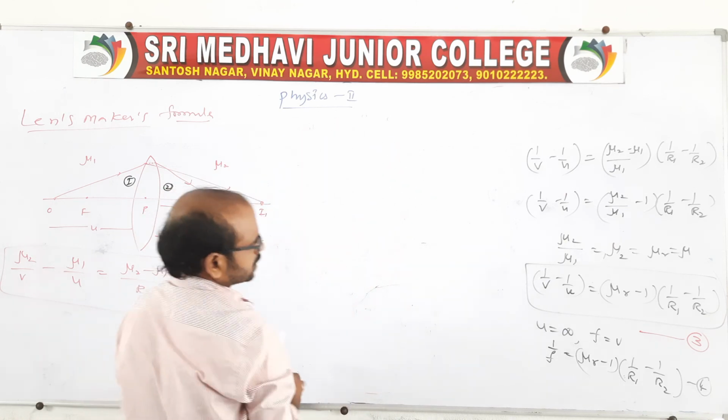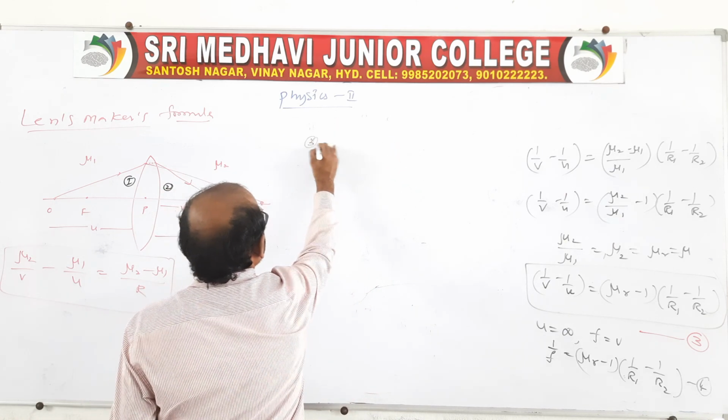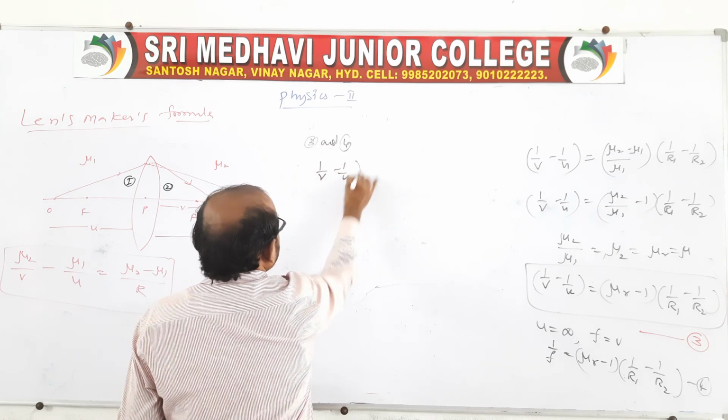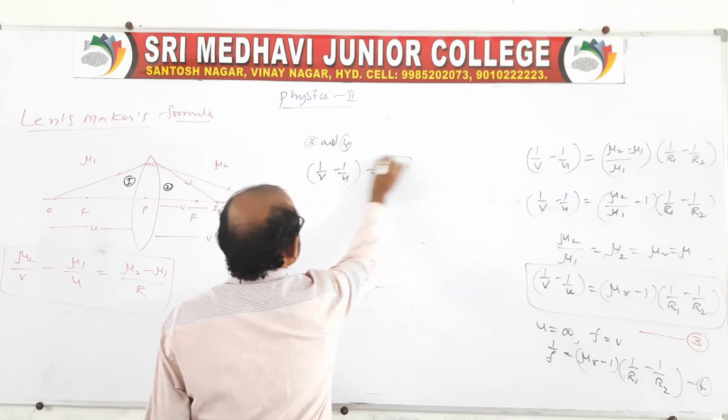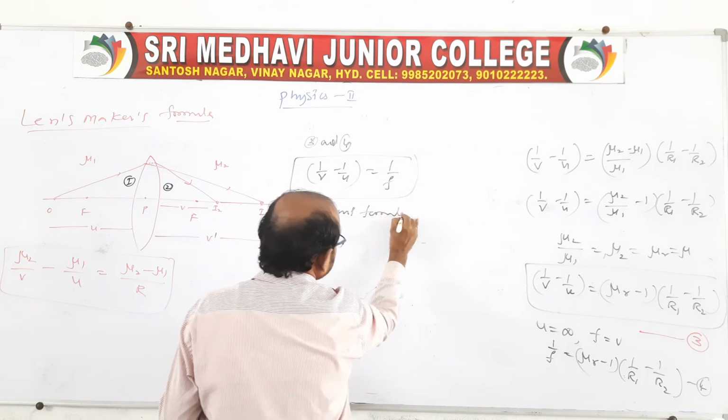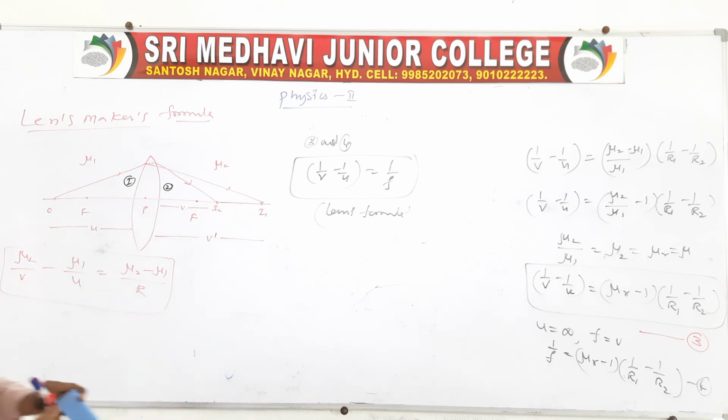Look at here, from 3 and 4, therefore 1 by v minus 1 by u is equal to 1 by f. This is the lens formula. Clear? This is about the lens formula. So this is the lens maker's formula, and here the sign convention is to be applied.